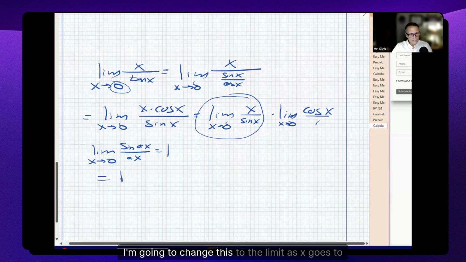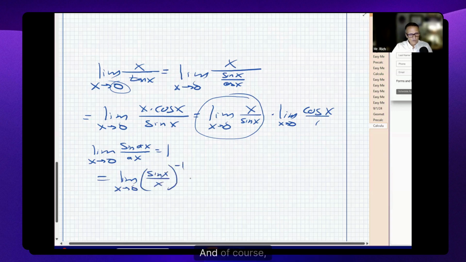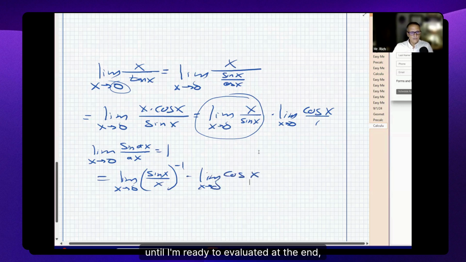I'm going to change this to the limit as x goes to 0 of (sine x over x) raised to the -1 power. And of course, I still have this limit over here. I do know what this limit is, by the way, but I'll bring it along until I'm ready to evaluate it at the end.